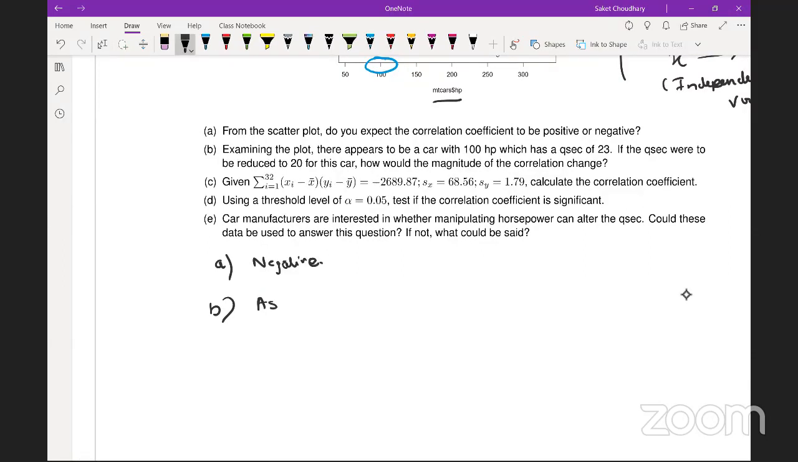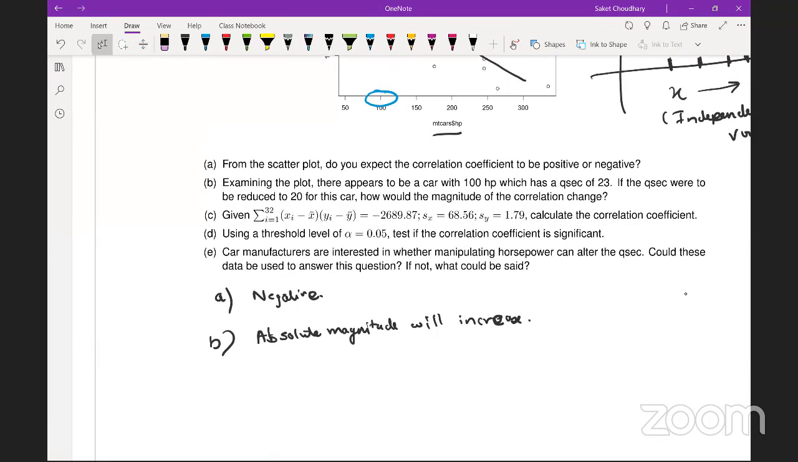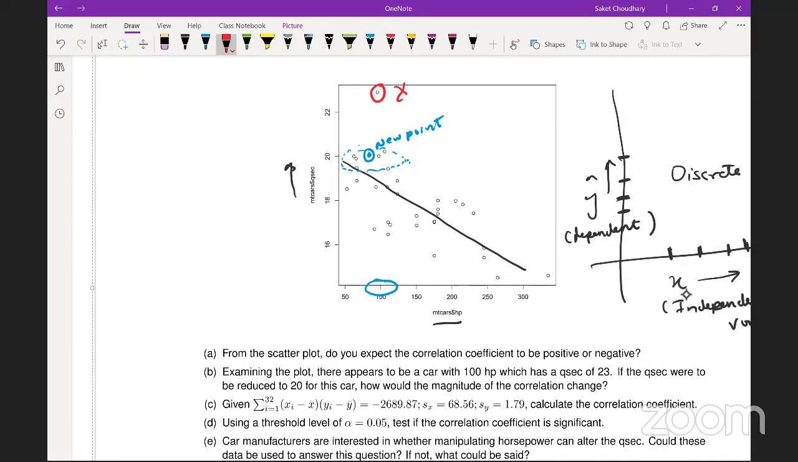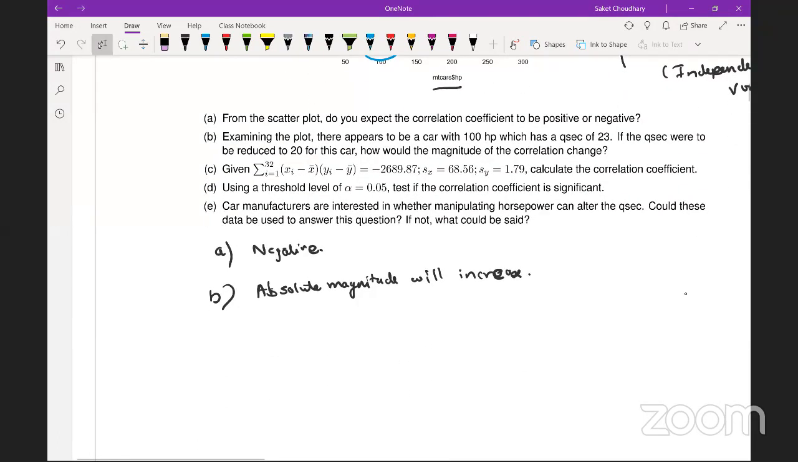So the absolute magnitude will increase. And notice that I'm mentioning this to be an absolute magnitude. That's because the correlation coefficient, if this outlier point was, let's say, -0.9, then with the blue point, it's going to be around -0.95. Okay. So if you think about it in terms of the actual value, then this actual value has reduced. Okay. -0.95 is lesser than -0.9, but the absolute magnitude, that's the absolute value of this correlation, has increased.